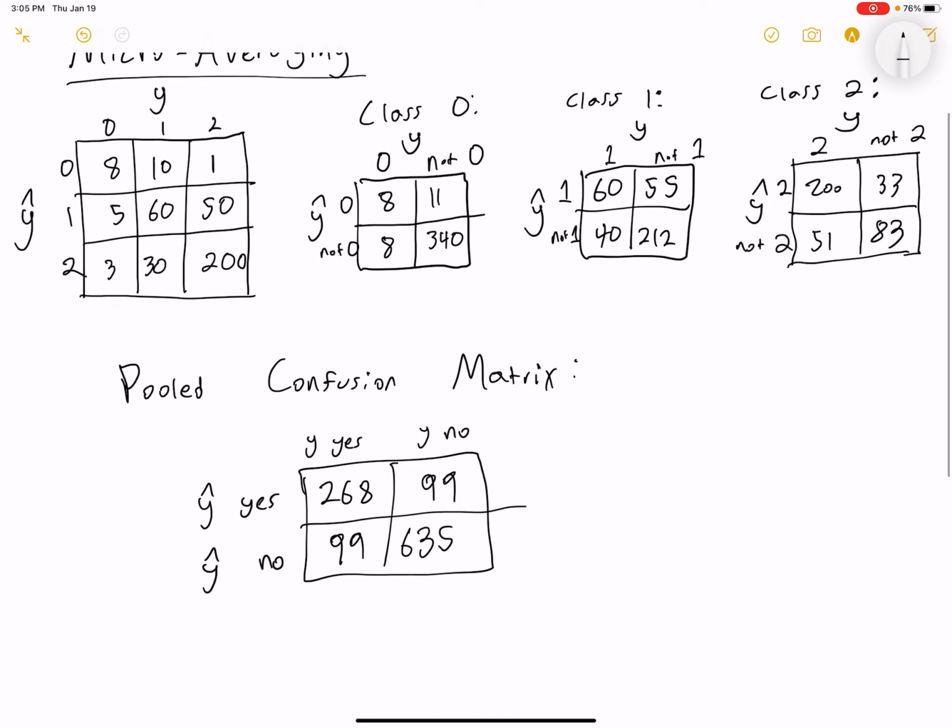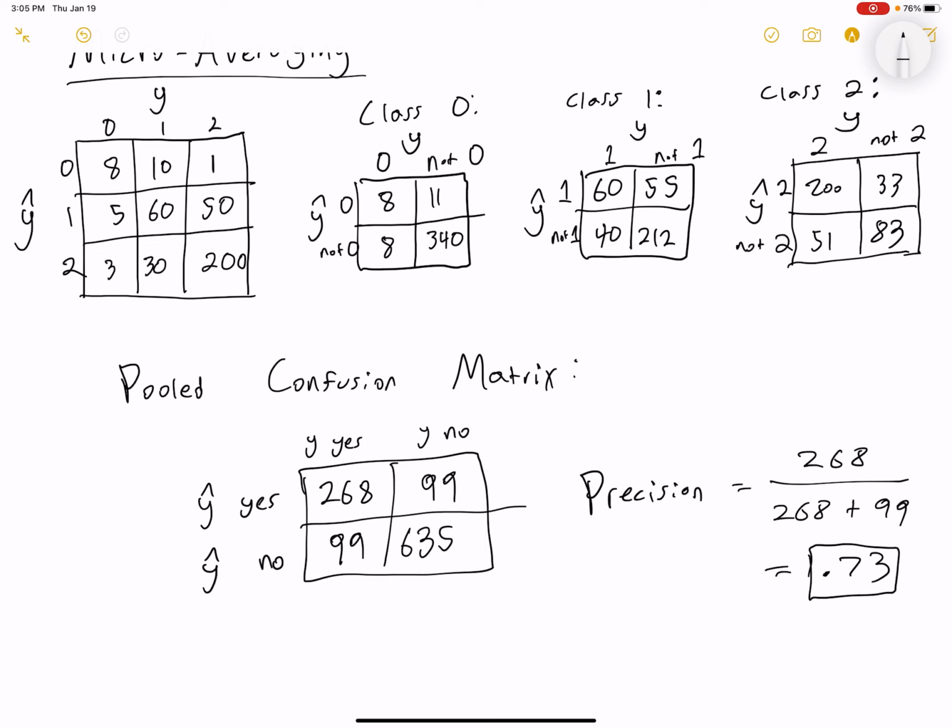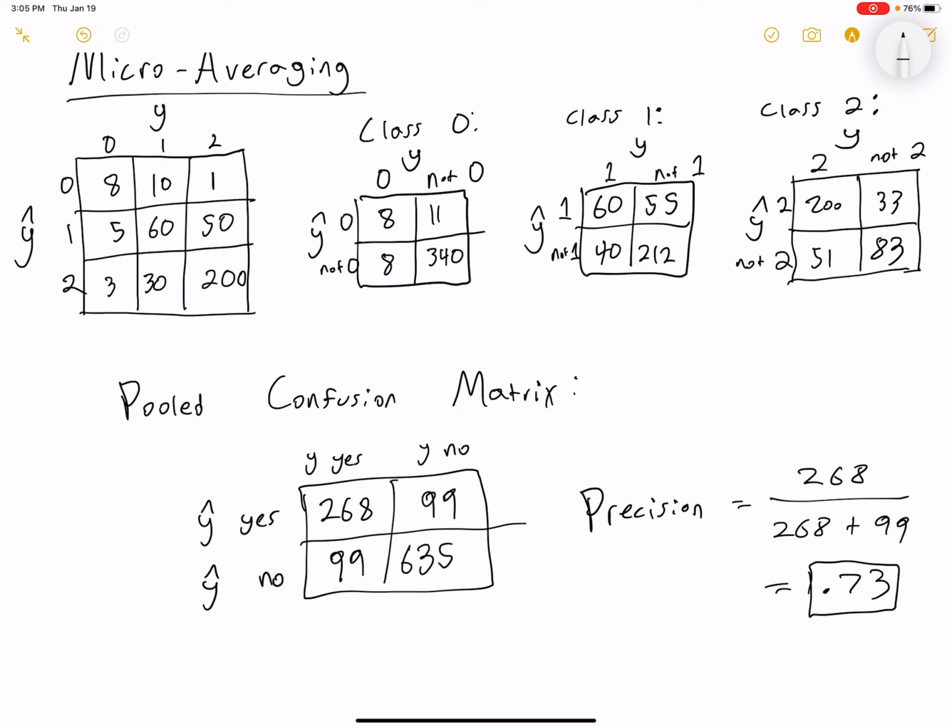And then again, the overall precision is calculated as you would calculate precision for a binary problem. So in this case, the precision would be 268 over 268 plus 99, which would be 0.73. We did that calculation last time. If you remember, we did macro averaging, and that got 0.6. This gets 0.73. We ended last class with a note that people tend to prefer macro averaging because when you sum up everything like this in micro averaging, it skews the results towards the overrepresented classes in the data set.